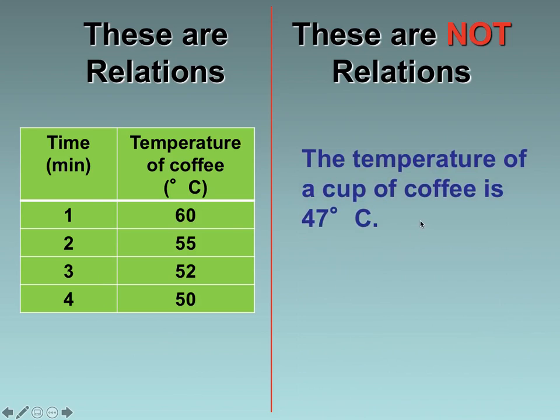But over here, if I just tell you that right now the temperature of a cup of coffee is 47 degrees Celsius, the story I'm telling you doesn't involve a relationship between two things. This is the whole story I'm telling you, and that's all you've gotten. It's not connected to another number that will affect it.